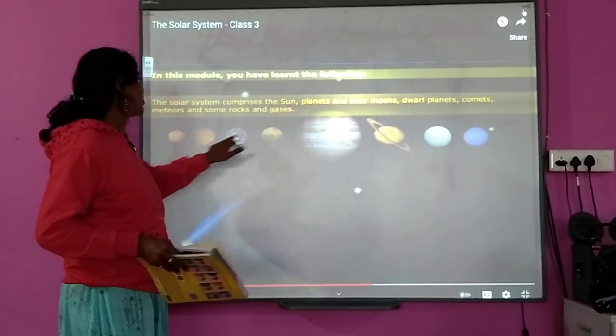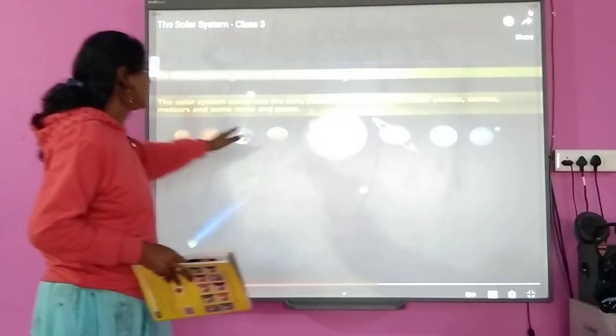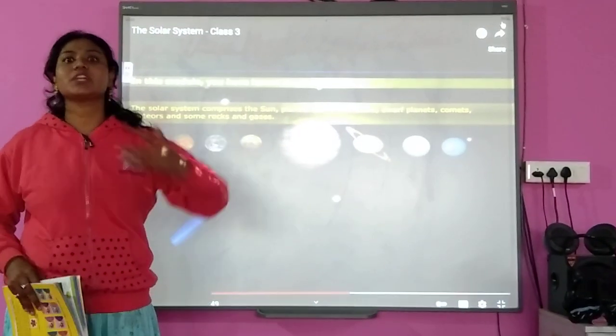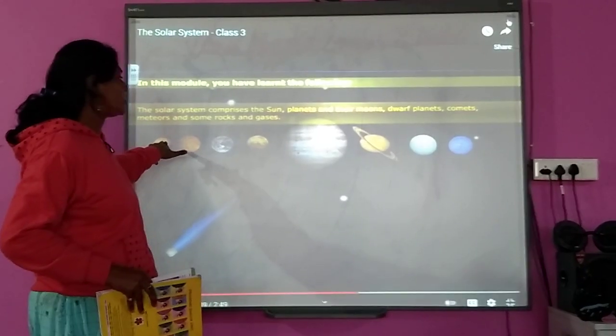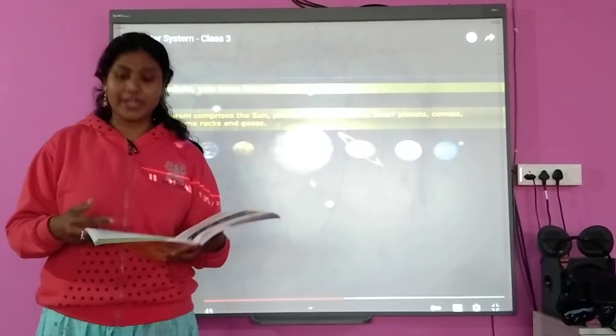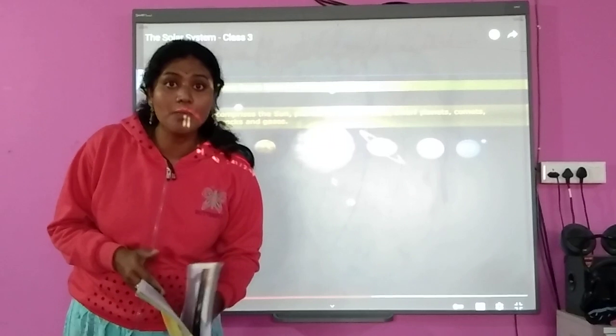Inner planets: 1, 2, 3, 4 till Mars. And from Jupiter onwards are the outer planets. So first of all we will discuss the inner planets. Mercury and Venus have no moons.